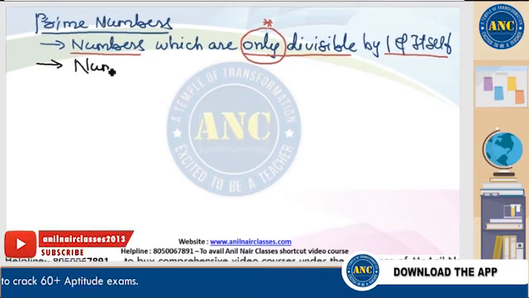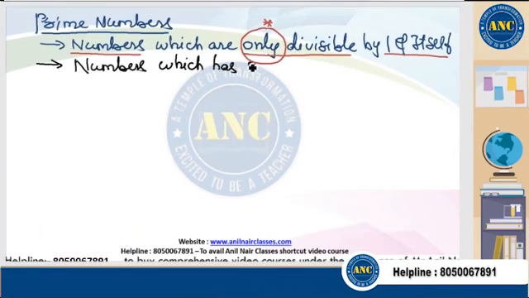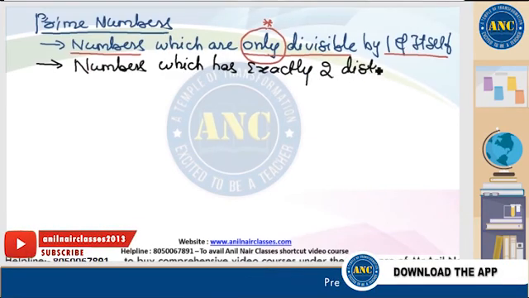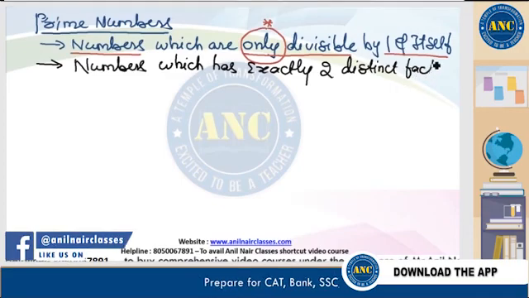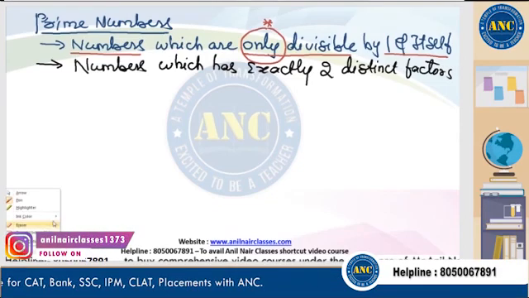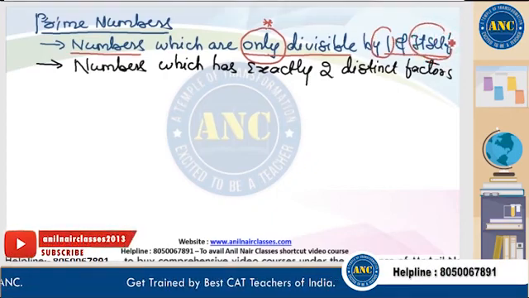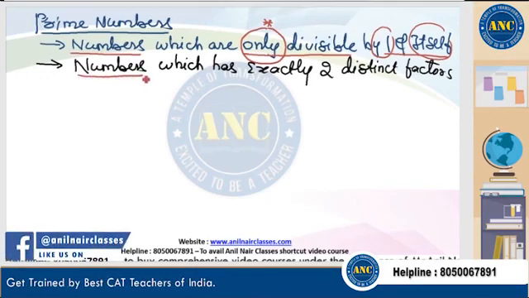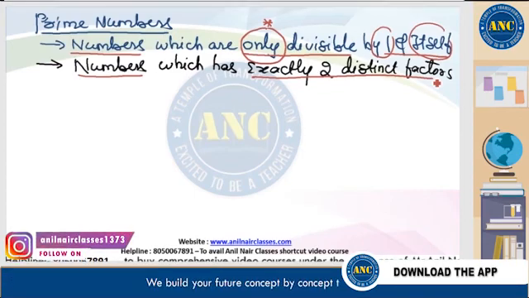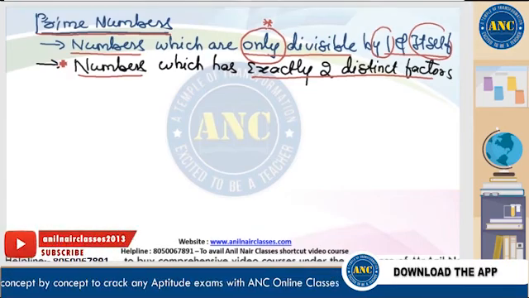Numbers which have exactly two distinct factors. Why exactly two distinct factors? Because any number which is only divisible by 1 and itself has 1 as one factor and the number itself as another factor. So numbers which have exactly two distinct factors are called prime numbers. Both the definitions are more or less the same. They use the same concept.